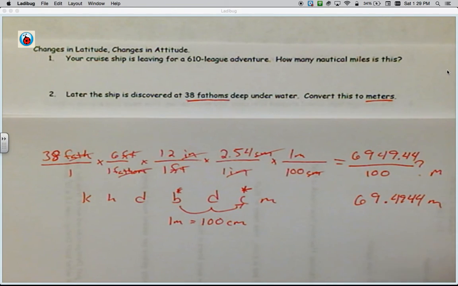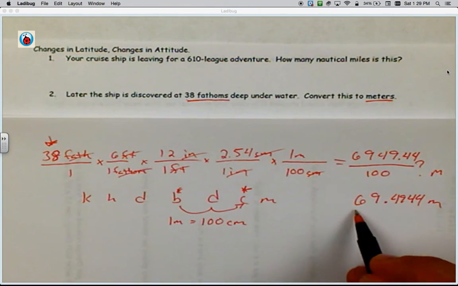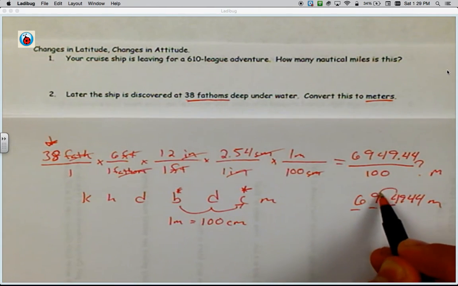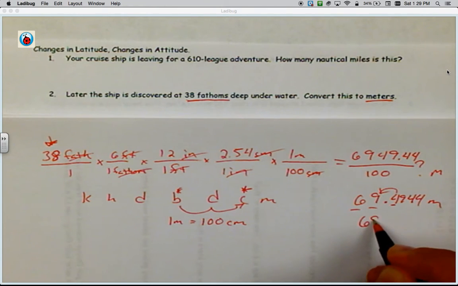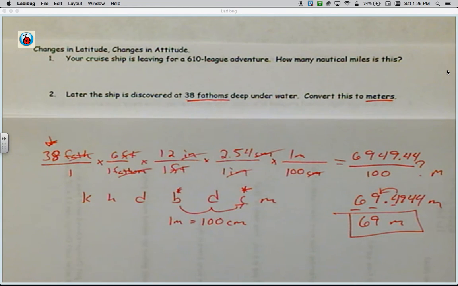69.4944 meters. But, sig figs, we started with 2 sig figs, which means we're only going to keep the first 2. 4 is not going to do anything to the 9. Our answer is going to be 69 meters. Remember your units, no naked numbers. Cover your shame. Cool. There's number 2. Let's take a look at number 3.